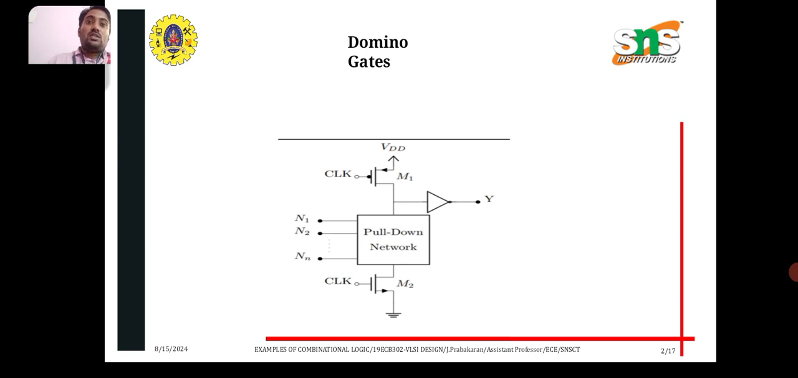The components of domino logic: first, the dynamic gate. The dynamic gate consists of a pull-up PMOS transistor, which is for pre-charging, and the pull-down NMOS network for evaluation. Second, the inverter. A static CMOS inverter is placed after the dynamic gate to buffer the output and prevent charge sharing or back driving from the next stage. This inverter also ensures that the output stays stable between clock cycles.